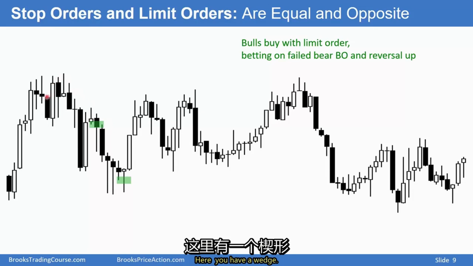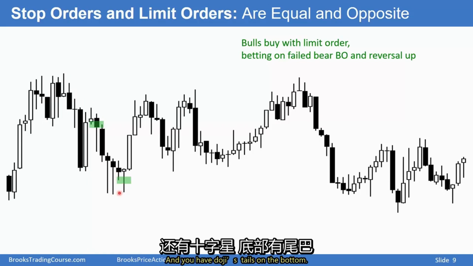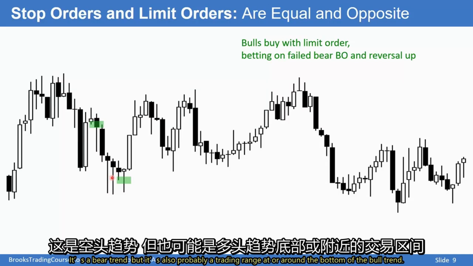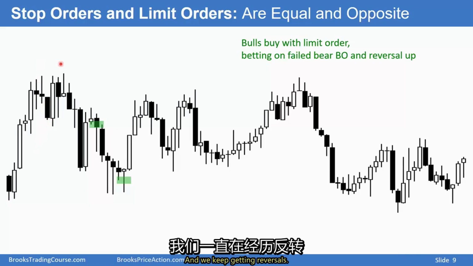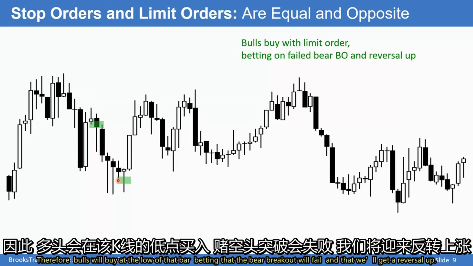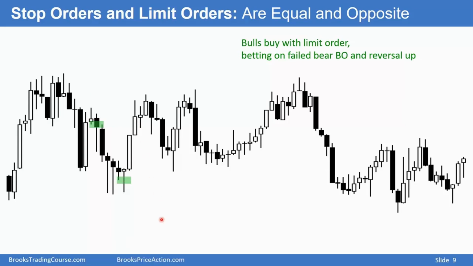Here you have a wedge, 3 pushes down, 1, 2, and 3. And you have dojis, tails on the bottom. Traders are buying lows. Some bulls will buy at the low of that bar, betting that it's a bad bear flag. It's a bear trend, but it's also probably a trading range at or around the bottom of the bull trend. And we keep getting reversals: bear bar, bull bar, sell off, rally, sell off, probably a rally. Therefore, bulls will buy at the low of that bar, betting that the bear breakout will fail and that we'll get a reversal up.